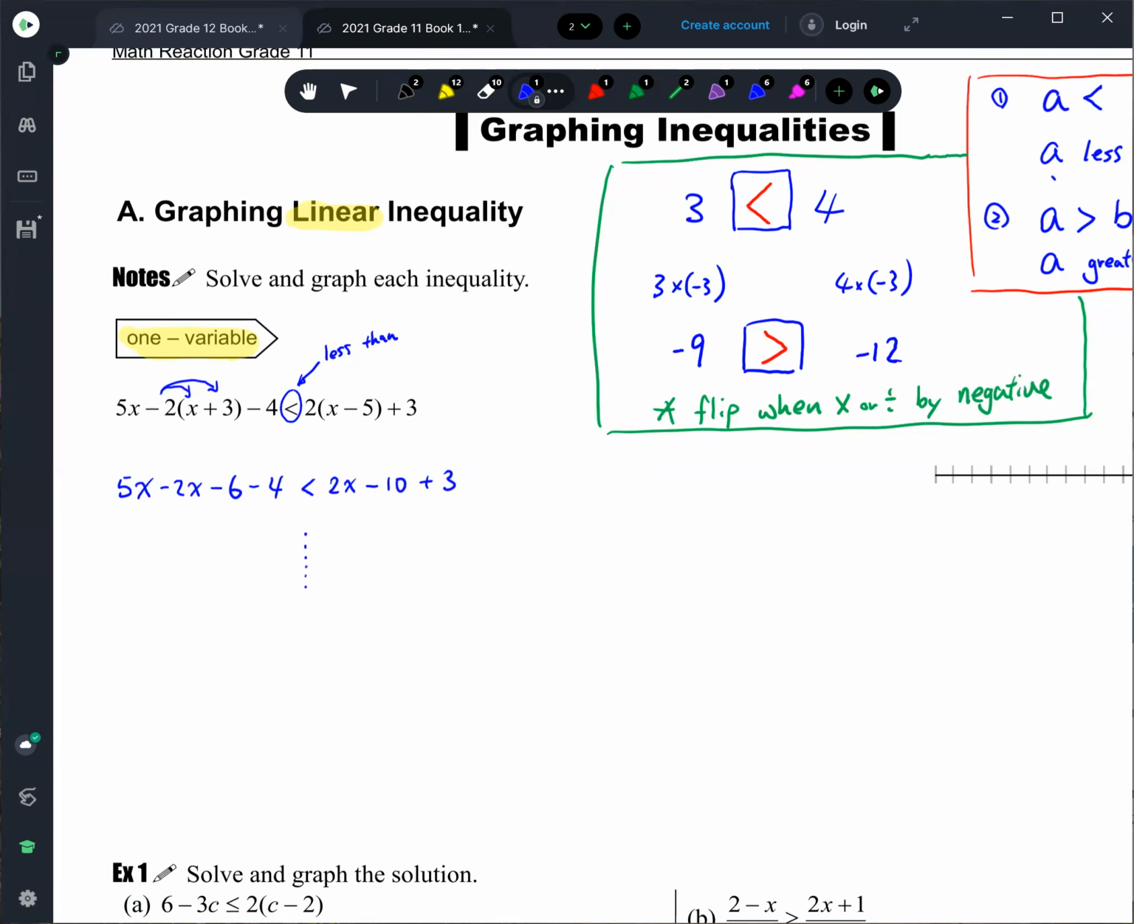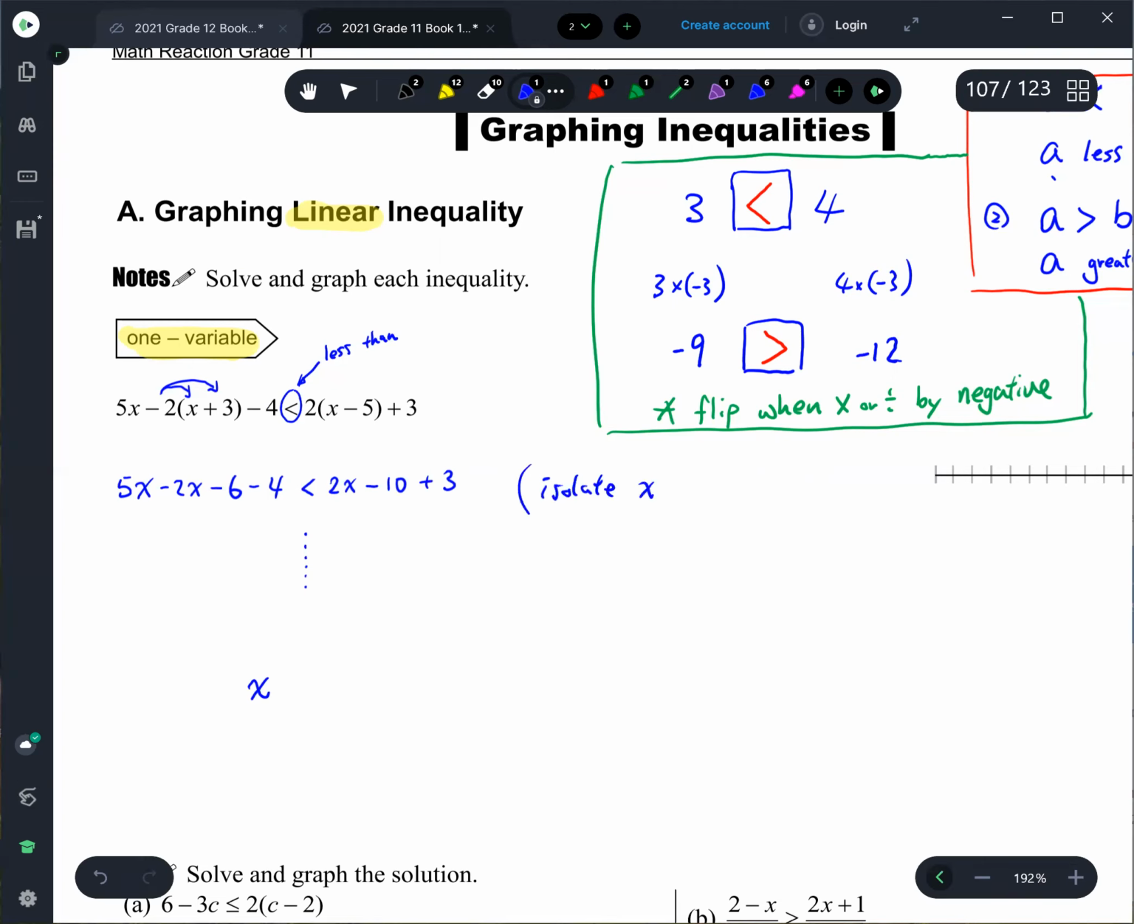At the end, you should have x by itself. Okay, isolate the x. Isolate x. All right, once you got the x, please raise your hand.